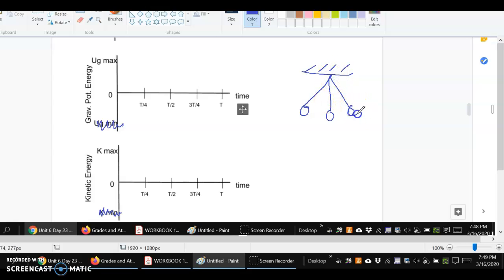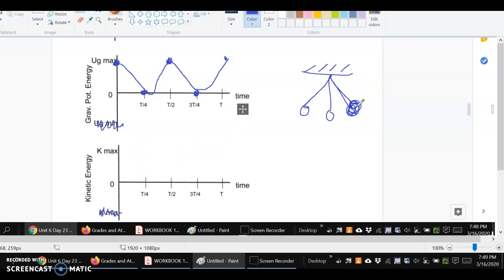Okay, so at the top of the path over here, at the beginning, you're going to have the maximum gravitational energy, okay? And then when you come to that lowest position, it's going to be 0. It's going to max out again on the other side, back to the middle, back to this. So it's going to be sort of this kind of shape, okay?